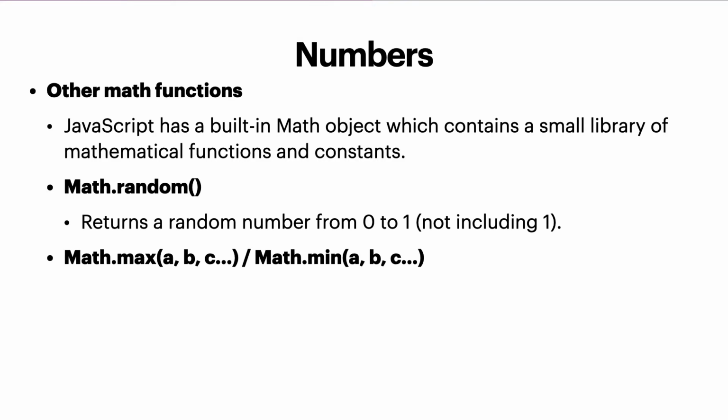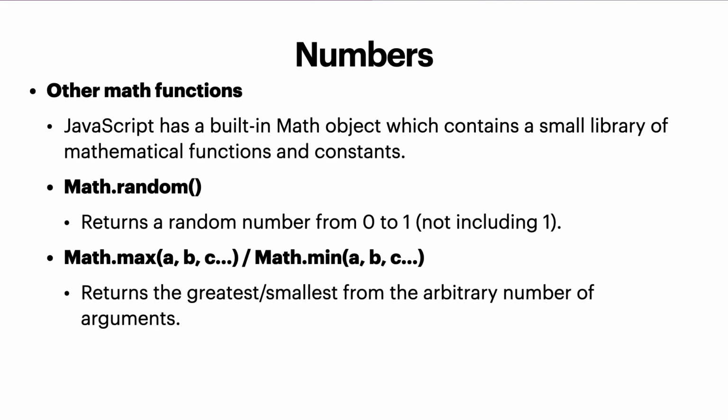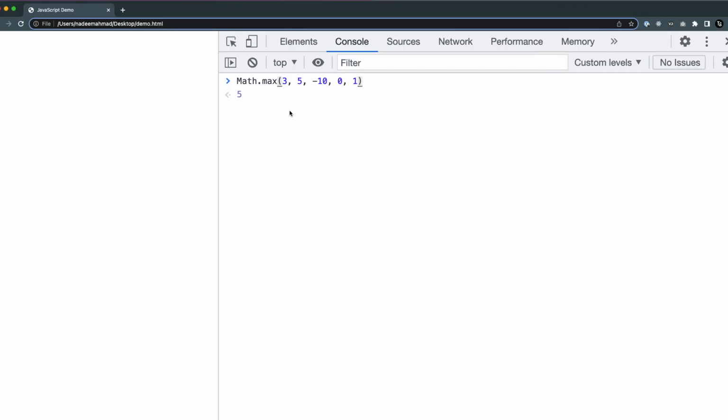Another method that we have is basically Math.max or Math.min, which returns the greatest or smallest from the arbitrary number of arguments. So you can pass any number of arguments to Math.max or Math.min, and it will return the maximum or minimum of the list. So for instance, over here, Math.max will return 5 because that's the greatest number, and Math.min will return -10 because that's the smallest number over here.